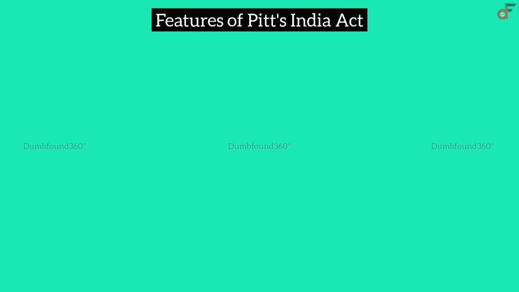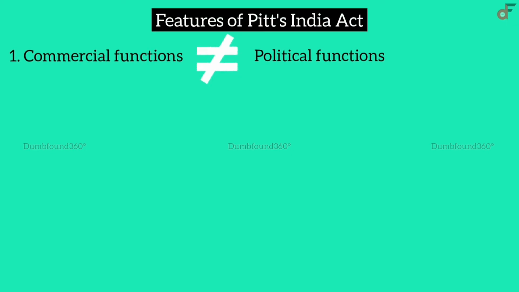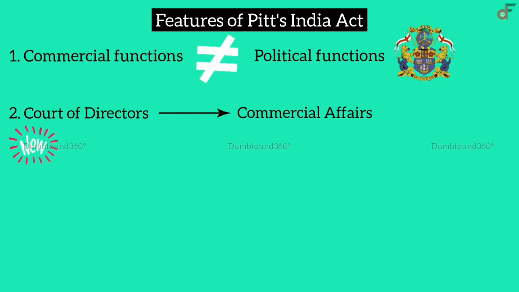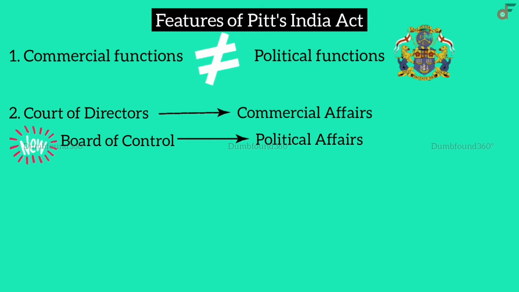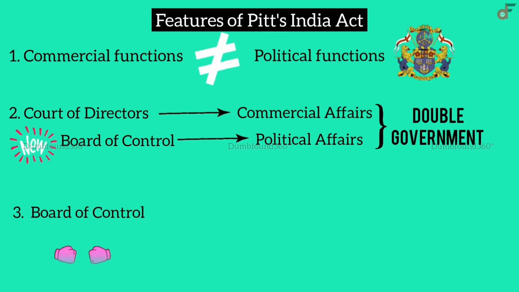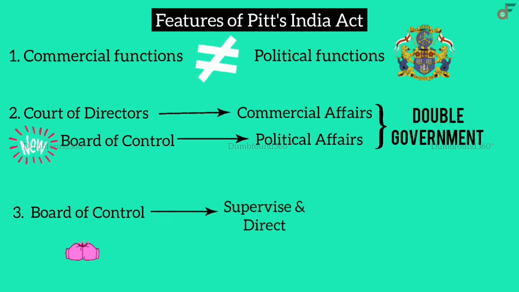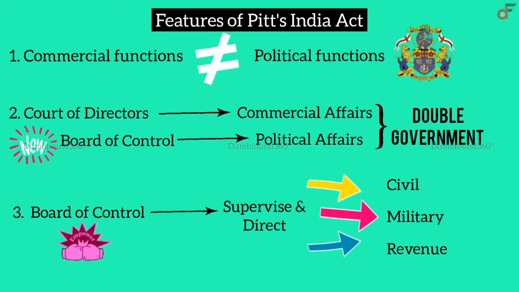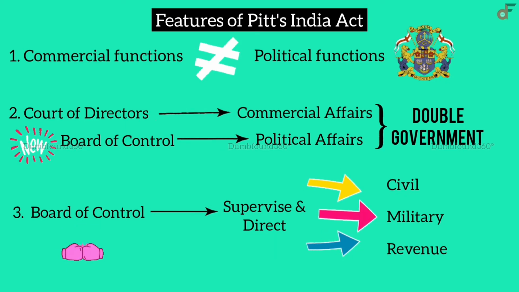The features of this act were: 1. It distinguished between the commercial and political functions of the company. 2. It allowed the Court of Directors to manage the commercial affairs but created a new body called Board of Control to manage the political affairs. Thus, it established a system of double government. 3. It empowered the Board of Control to supervise and direct all operations of the civil and military government or revenues of the British possessions in India.